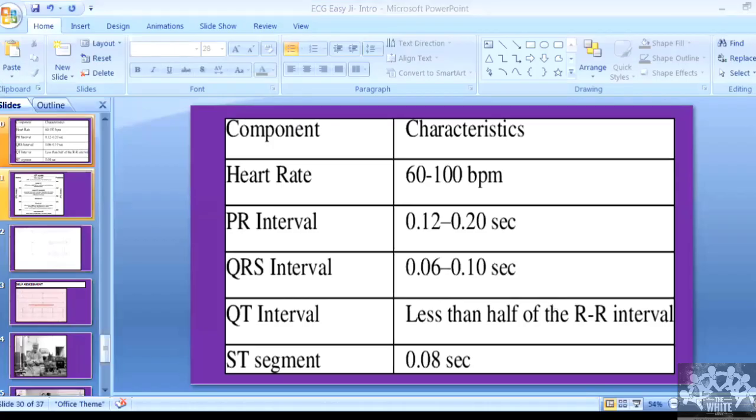So I have some queries here. Let me answer the queries. So you want me to repeat what is the interval and what is the segment again? Okay, fine. Very simple. We'll take the same thing.